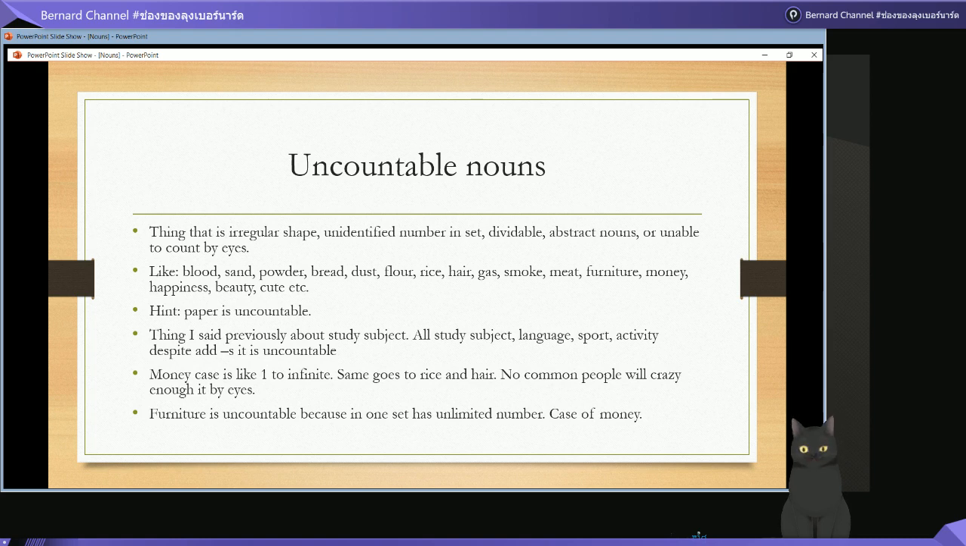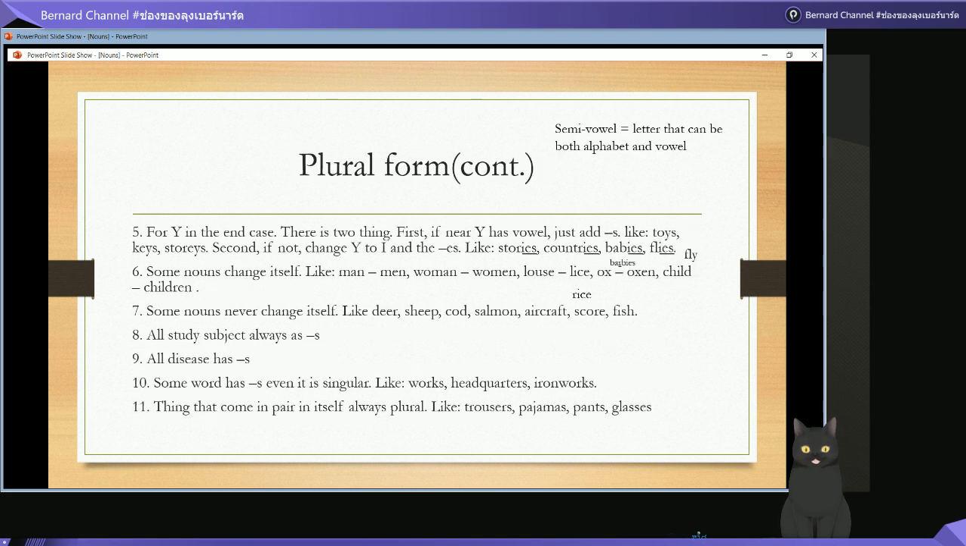Next thing I want to talk about is the thing I said previously about the study subject. You may say, well, study subject, yes, I see it is countable now. No. Hold your horses. This is an exceptional thing. All study subjects, language, sport, activity, despite ending in S, are uncountable. Now you see the reason, right? Why it had S. Because last time I talked about the plural form, it is S.